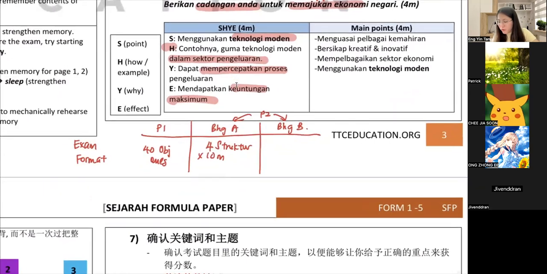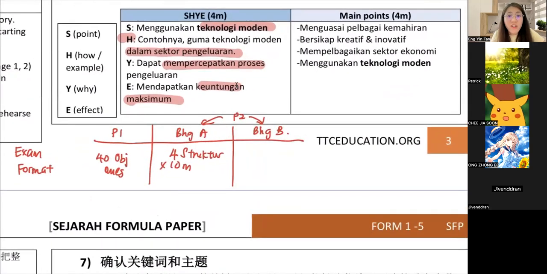So here, I'm trying to explain, 1 question, 10 marks means what? Each question in Bahagian A has A, B, C. Normally, the marking is 2 marks, 4 marks, 4 marks. Total 10 marks per question. Is everybody clear with this? All good? I'm just trying to explain the way, A, B, C.